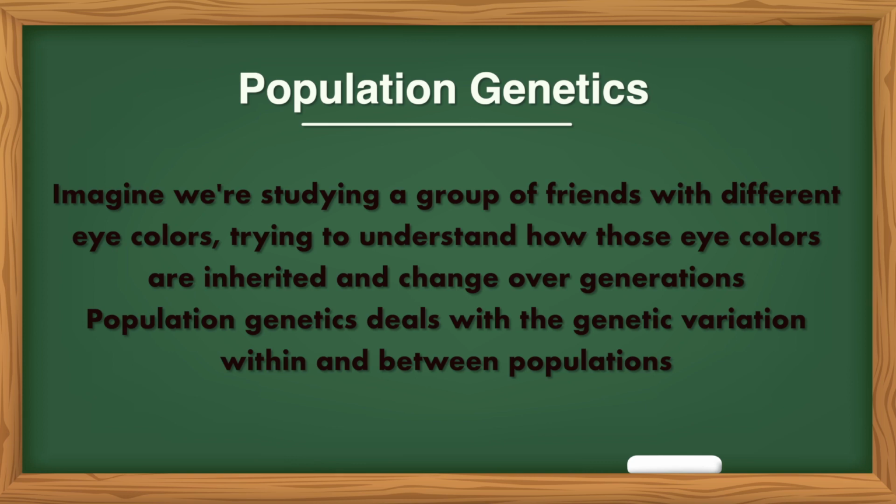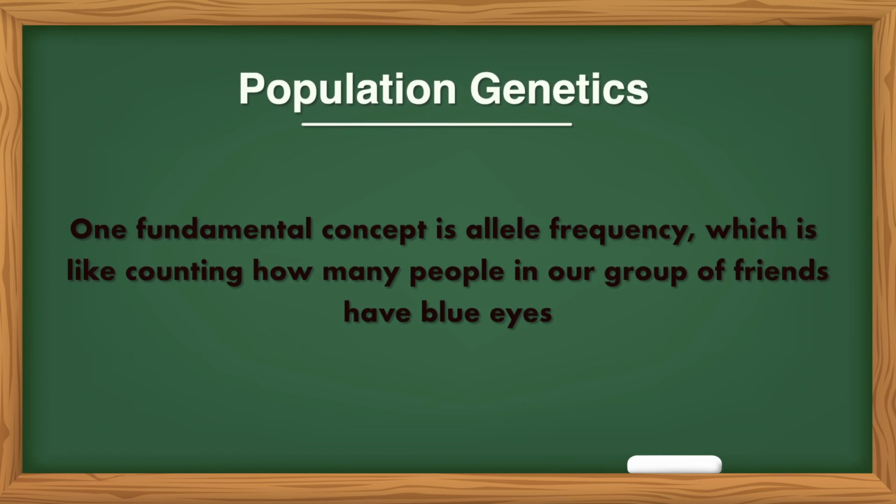Population genetics deals with genetic variations within and between populations. It helps us to answer questions like how genetic traits spread, how new traits emerge, and how all of this can be visualized using mathematics. One fundamental concept is allele frequency, which is like counting how many people in the group of friends have blue eyes.